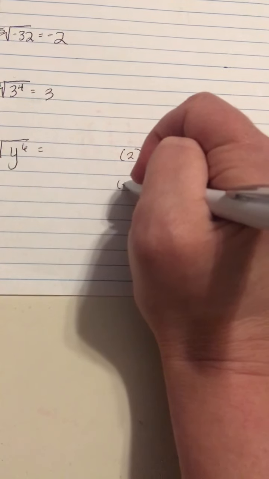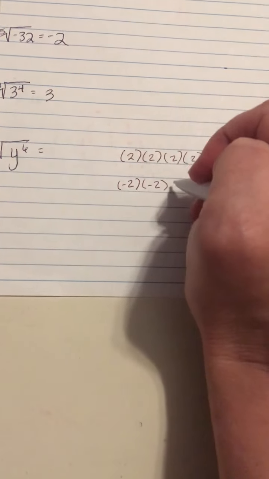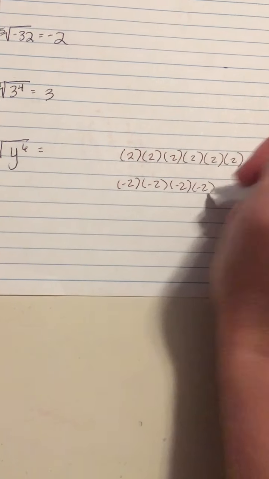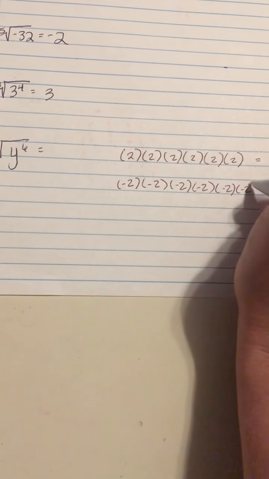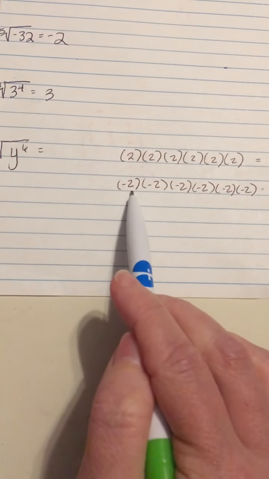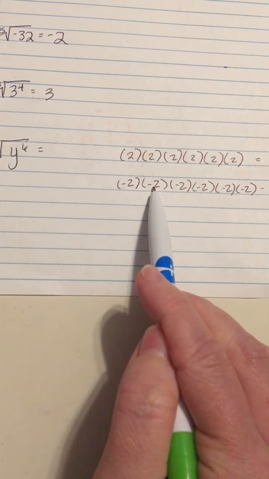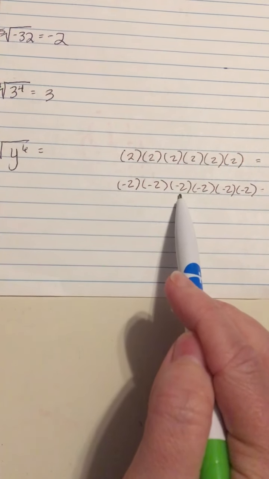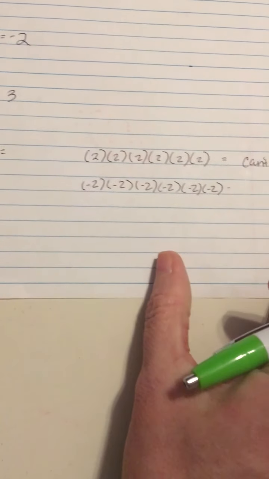Well, let's look at the same thing with a negative. Let's say I took negative 2 and multiplied it by itself 6 times. You can put this in your calculator. You know how a negative times a negative is a positive, so that'd make a positive 4, then a negative 8, a positive. But because there's an even number of negatives, is there any way this could be negative?